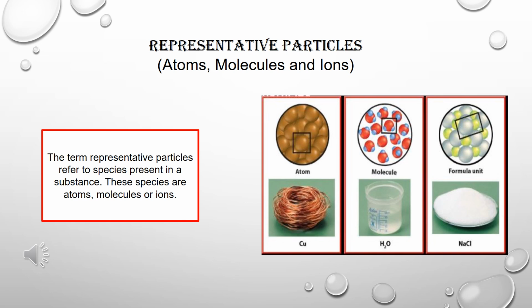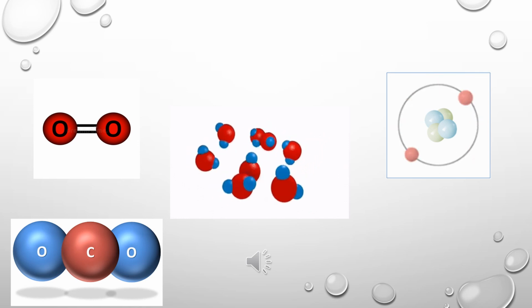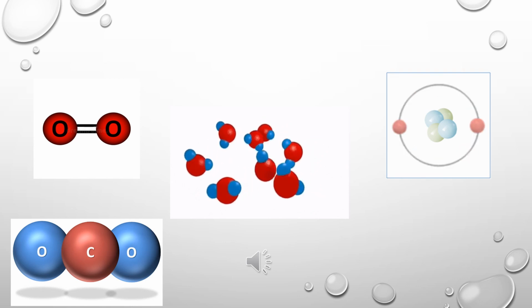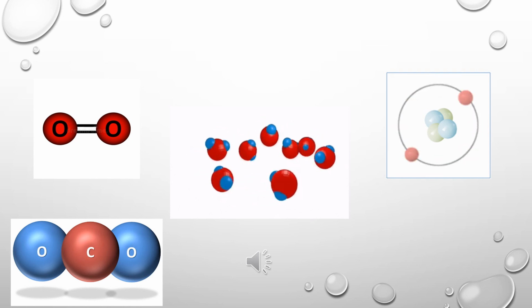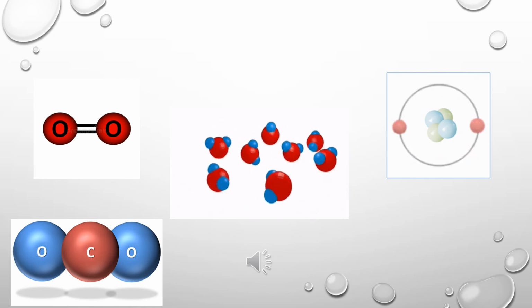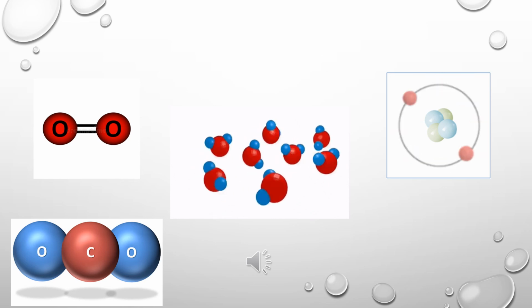And then there is sodium chloride, which is an ionic substance. The representative particles of this ionic substance are the formula units of sodium chloride. In these figures, various representative particles have been shown. Like you can see the oxygen molecule, which is the representative particle of oxygen gas. The carbon dioxide molecule means that the molecule of carbon dioxide is the representative particle of this compound, carbon dioxide.